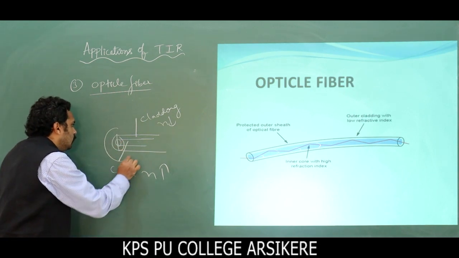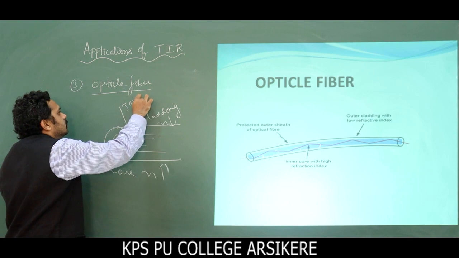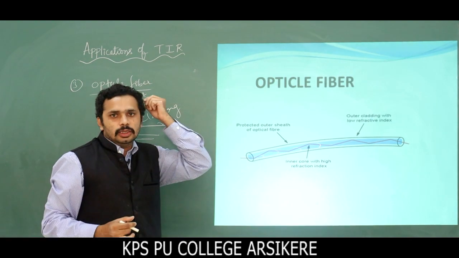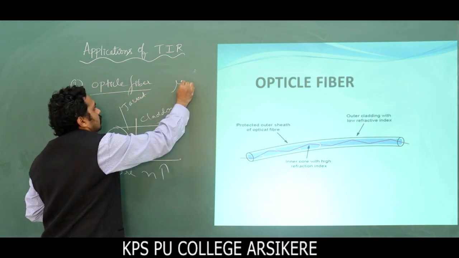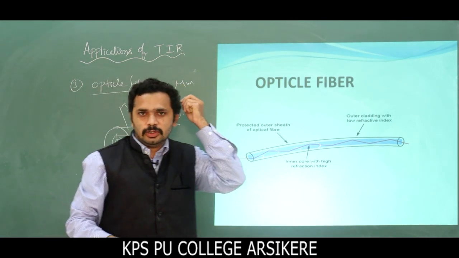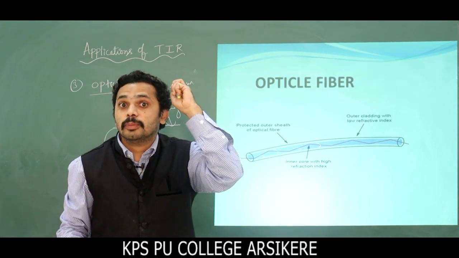To protect the core and cladding, we use the jacket, because you know that the core size is in the order of micrometer. Micrometer means, we know that a single strand of human hair is in the order of micrometer.